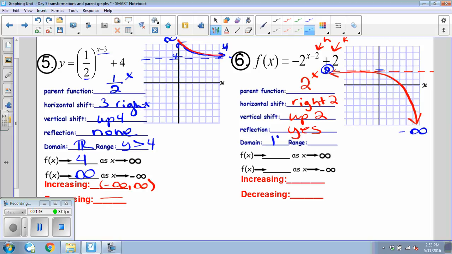My domain is all reals. My range is all y's less than 2, not equal to 2 because it's an asymptote. As x gets larger, my function goes to negative infinity. As x gets smaller, my function approaches 2. It's never increasing because as I go from left to right, it is continuously decreasing from negative infinity to positive infinity.